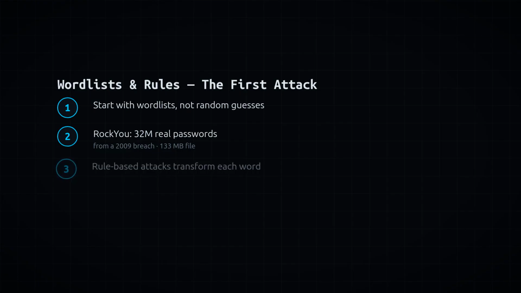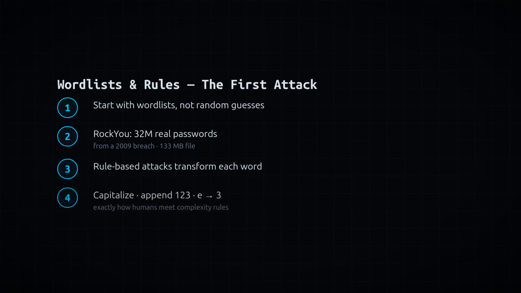After word lists come rule-based attacks, applying transformations to word list entries. Capitalize the first letter, append 123, replace E with 3. These rules encode the specific ways humans modify words to meet password complexity requirements. A password policy requiring one capital, one number, and one symbol does not create strong passwords. It creates predictably transformed weak ones.